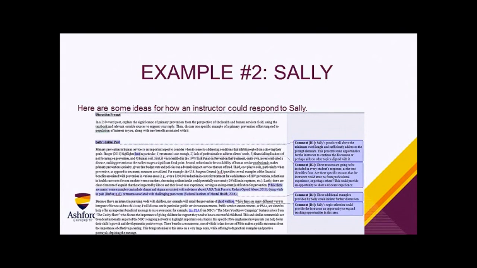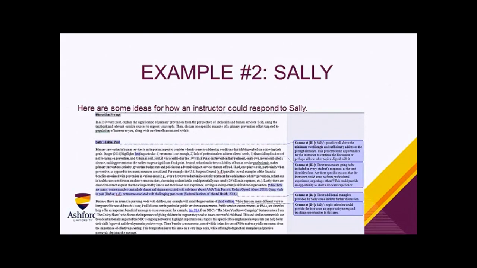The first comment has to do with the fact that Sally's post is well above the minimum word length and sufficiently addresses the prompt elements. So this could present some opportunities for the instructor to either continue the discussion or to perhaps find another angle in which to address it.